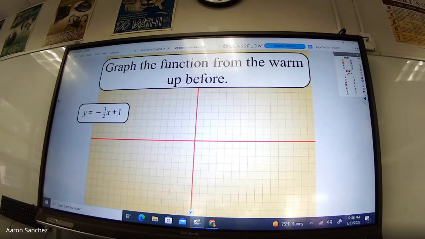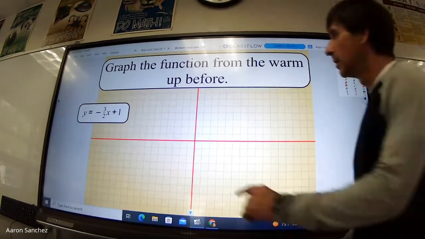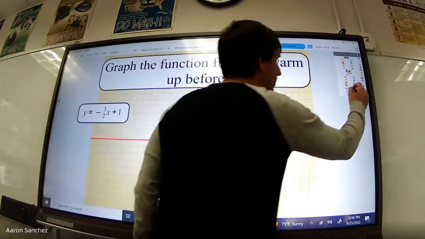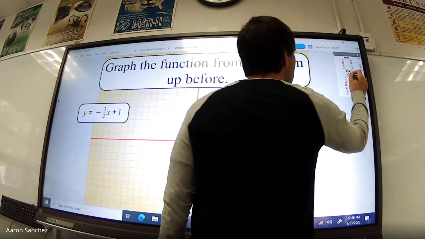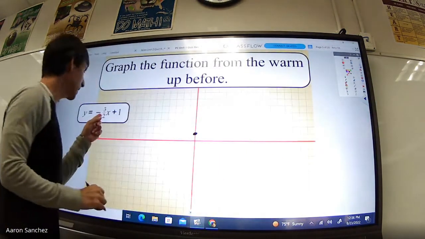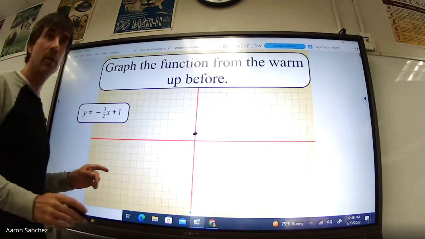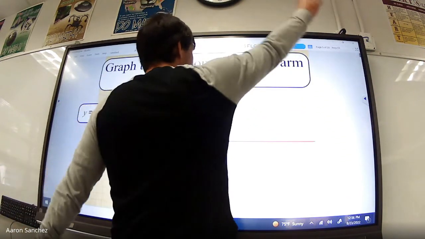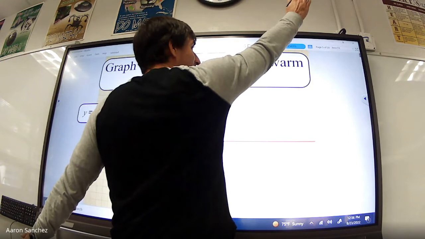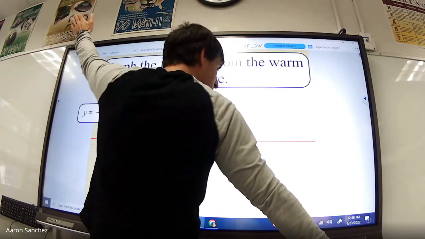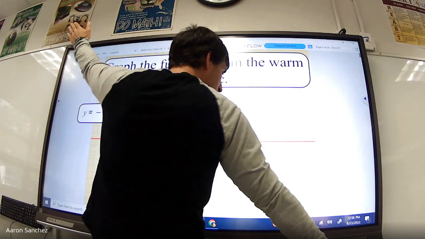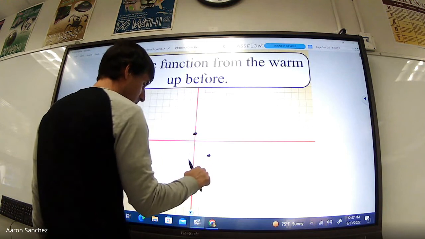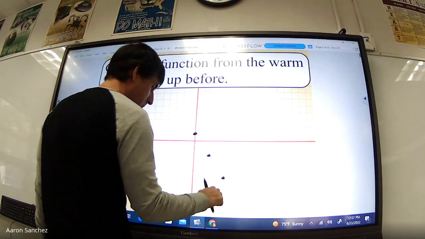Okay, so the plus 1 means I go up 1 on the y-axis. The negative 3 over 2, right? It's negative. Positive is right hand up. Negative is going this direction, right hand down. Okay. 1, 2, 3, 1, 2.